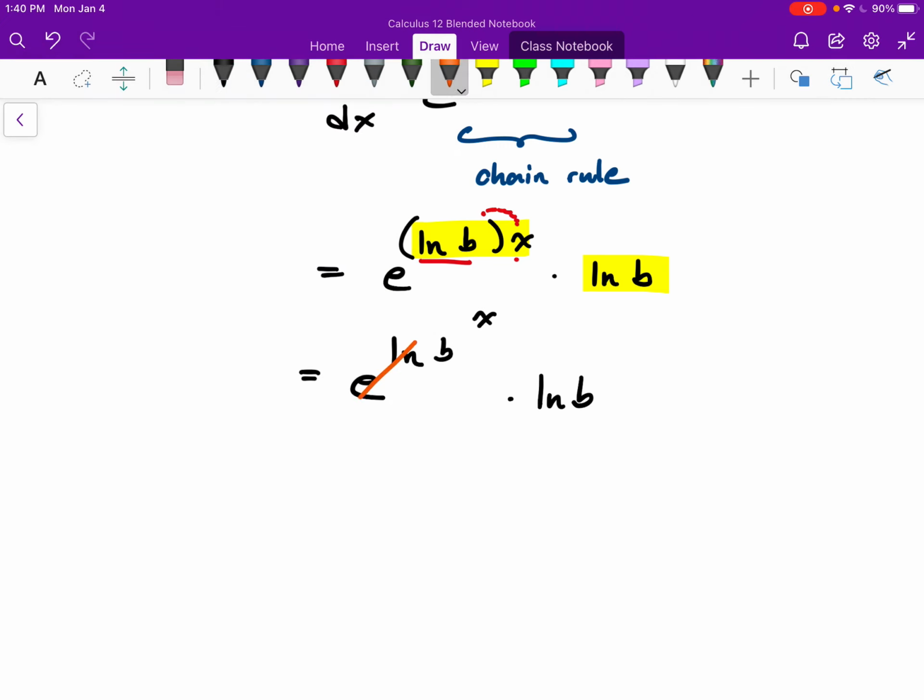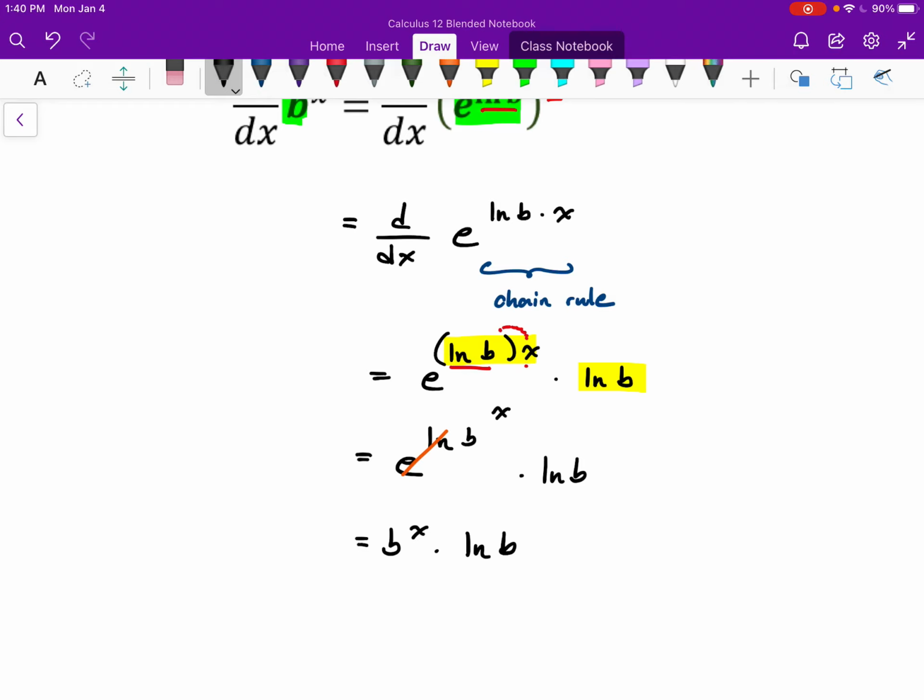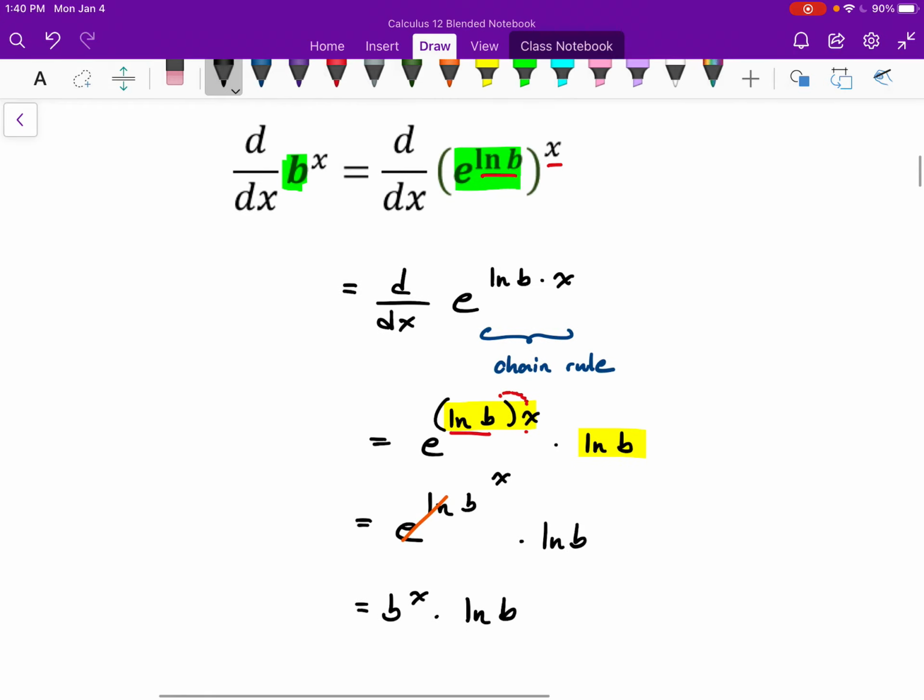So I can now cancel this out, and we have, in the end, what we're trying to prove: b to the power of x times the ln of b. In doing so, to prove that this was correct, we used the chain rule. I used a logarithm law when I wrote that coefficient of x, or instead of ln b times x, I wrote it as ln b to the power of x.